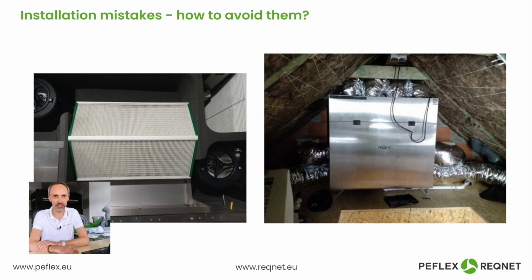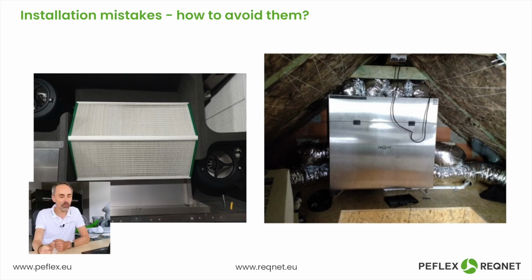The first example is related to the heat exchanger. The heat exchanger is installed at a 90-degree angle, so the flow is blocked, there's no heat recovery, and the device works poorly. There's a tape on the heat exchanger, a mounting tape, or rather, let's call it a transport tape. This tape is there so you can remove the heat exchanger and install it correctly.